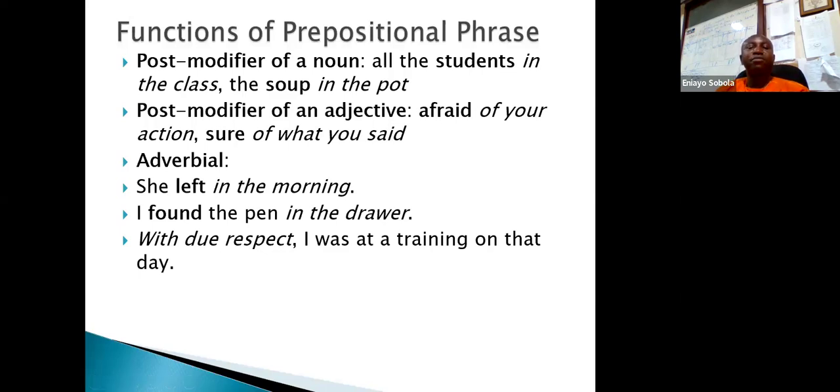Any question on phrase so far? And I believe you have read it. You've watched the videos on phrase, but this is just a paraphrased version. Any question? Any question on the phrase?